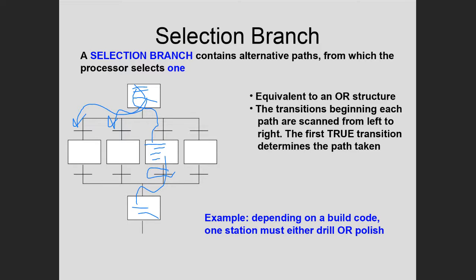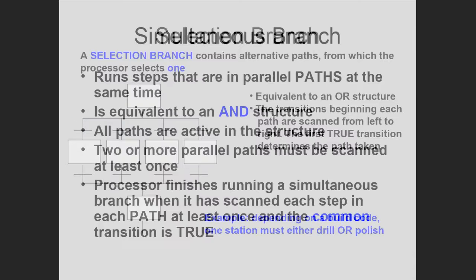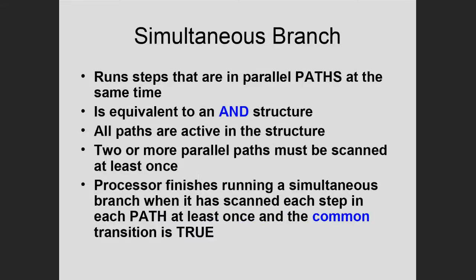So we've got the simple path, we've got the selection branch, and then the other structure is called the simultaneous branch. I'll show you this in just a second, but take a second and just browse through this real quick. What you want to focus on here is AND logic. So I'll be quiet for a second. You just read this PowerPoint to yourself.